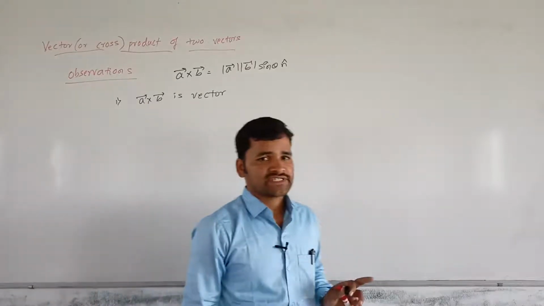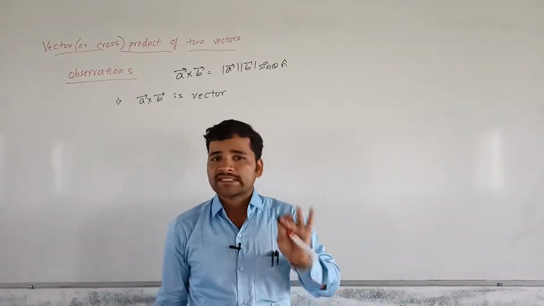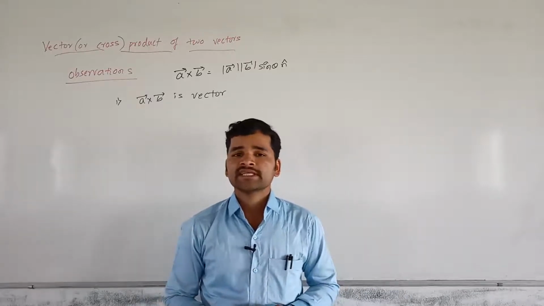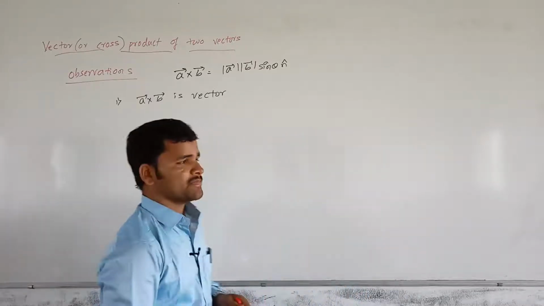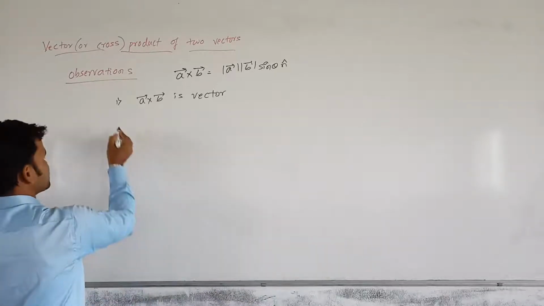A dot B we have studied. A dot B was a scalar quantity, but A cross B is a vector quantity. It has both magnitude and a direction. That is the first observation.